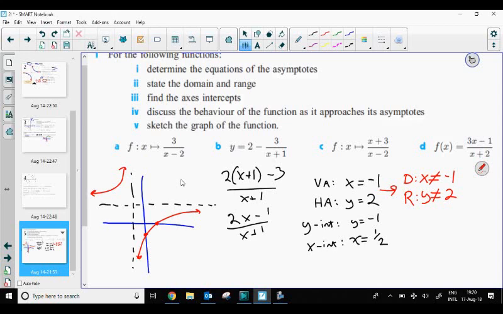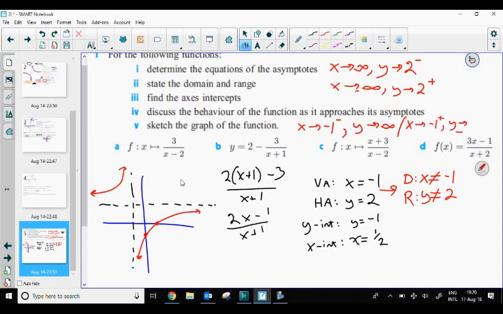Oh, discuss the behavior of the function. So if I want to discuss this behavior, I'm going to say as x goes to infinity, y is approaching the horizontal asymptote of 2 from below. As x approaches negative infinity, y is going to approach 2 from above. As x approaches my vertical asymptote, negative 1, from the left, y is going to approach infinity. And as x approaches negative 1 from the right, y will approach negative infinity. So there you go.